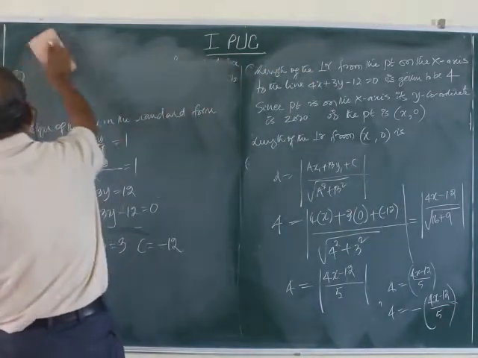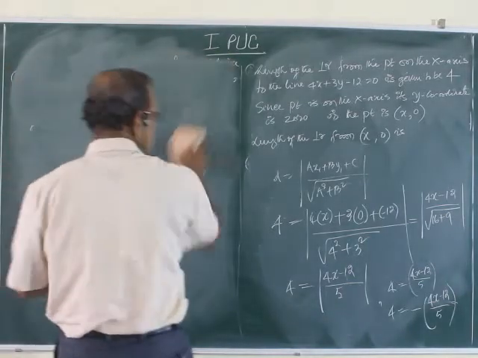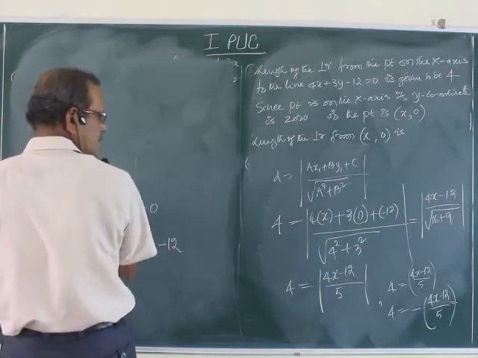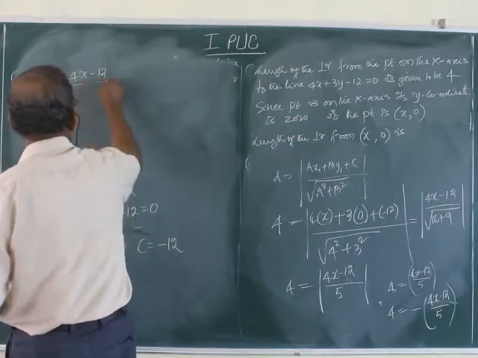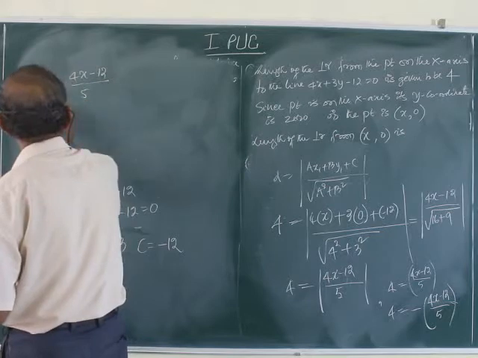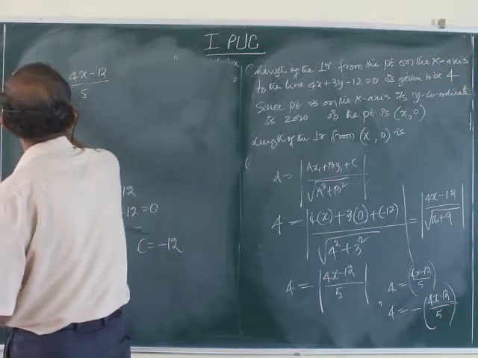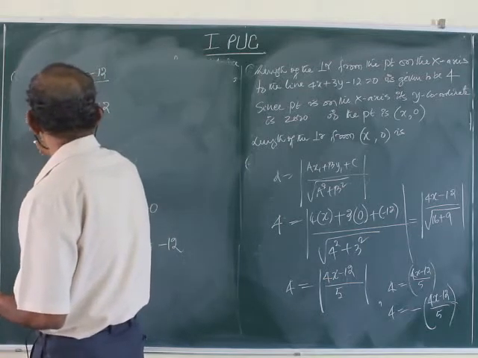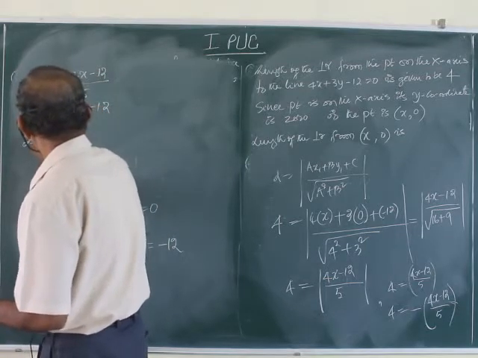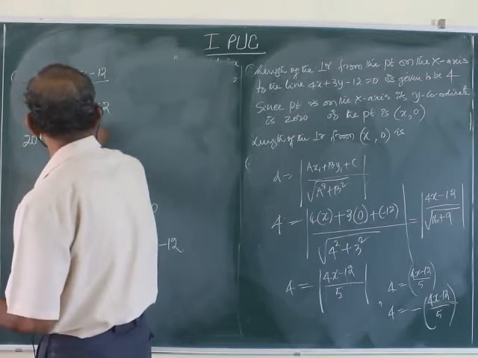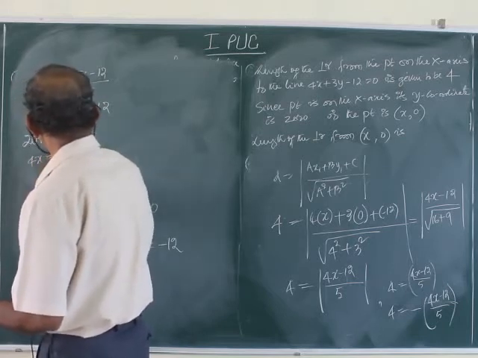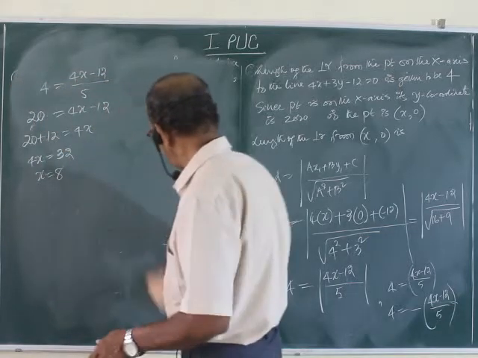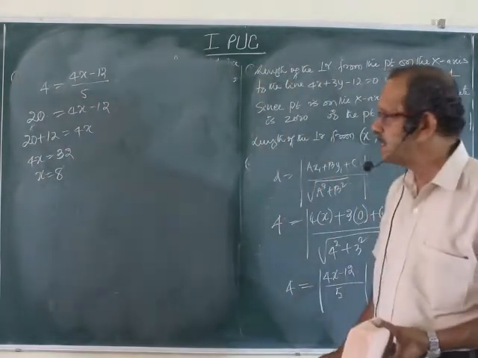Let me take the first one. If it is positive, what is the answer you get? 4 equal to (4x minus 12) divided by 5. 20 equal to 5 into 4, 20. 4x minus 12, or 20 plus 12 equal to 4x. Or 4x is 32. X is 8. One answer.